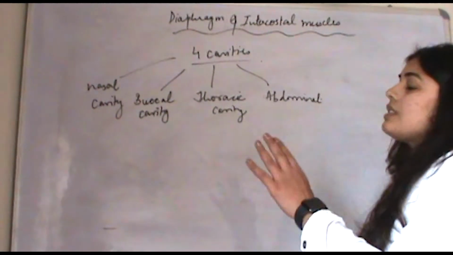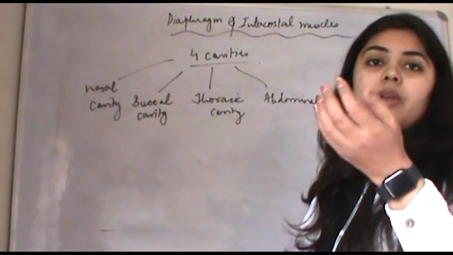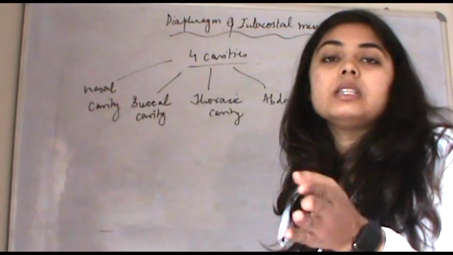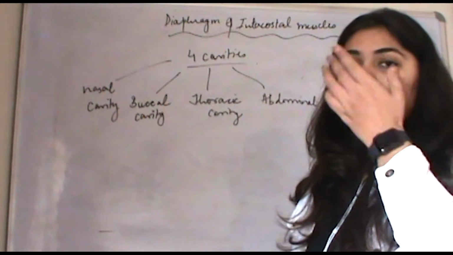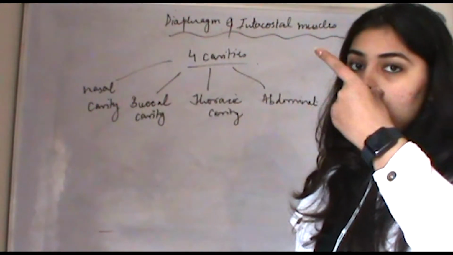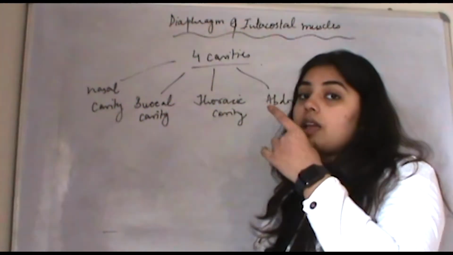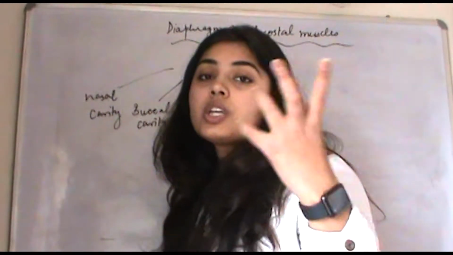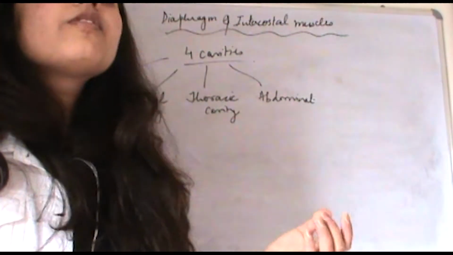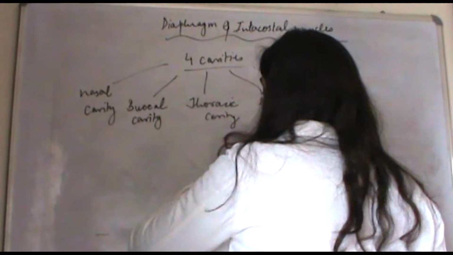So the first cavity is the nasal cavity. Nasal cavity is the place where the respiratory process begins. After your nostrils comes your nasal cavity, which is present in this portion of your face, and above this portion is your buccal cavity. Buccal cavity includes your tongue, your teeth, and your other muscles which are forming your face, your bony structures. Then comes the thoracic cavity.